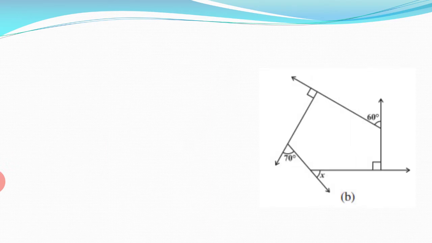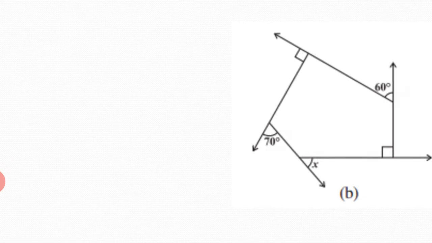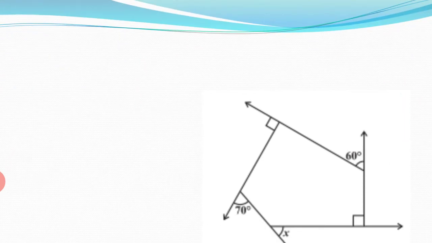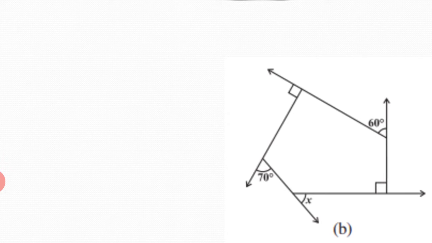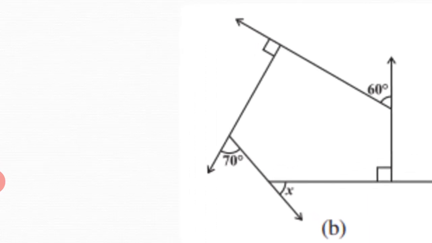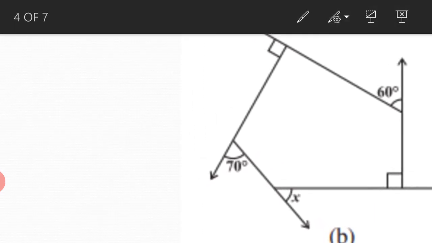Now B question. In B you will find the shape is pentagon. Isn't it? 5 sides. Can you see 5 sides? And there are few angles given. One interior angle is also given and they are asking you to find out x. Is it okay? Now here, if it is a pentagon, how many interior angles are there? 5. How many exterior angles will be there? 5. Out of that, how many exterior angles are given?